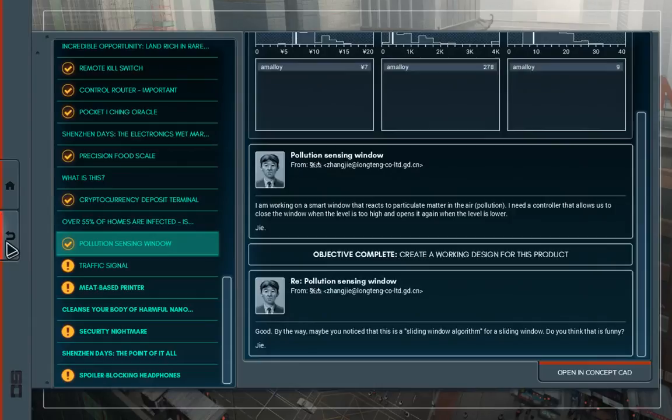Good. By the way, maybe you noticed that this is a sliding window algorithm for a sliding window. Do you think that's funny? I do. Thank you, Mr. Zhengji? Zhengji? Bob. No, Zheng. I don't know. I don't know the difference between a ZH and a J, honestly. I mean, I'm not the person to ask. Yeah.